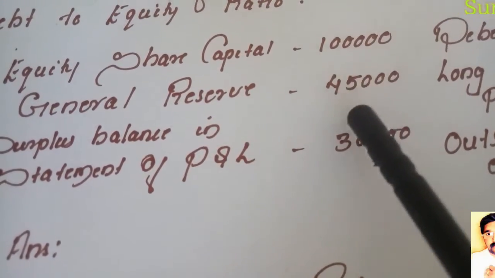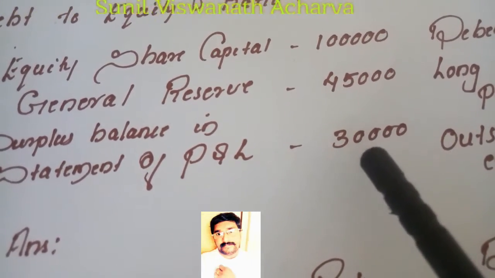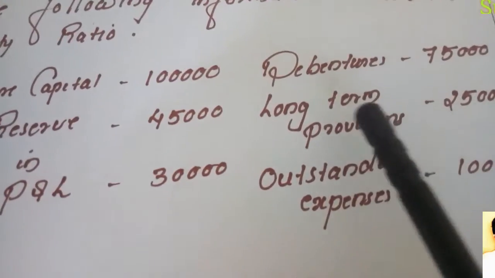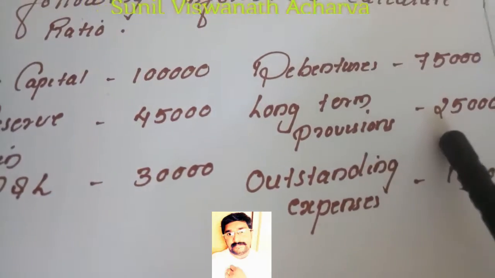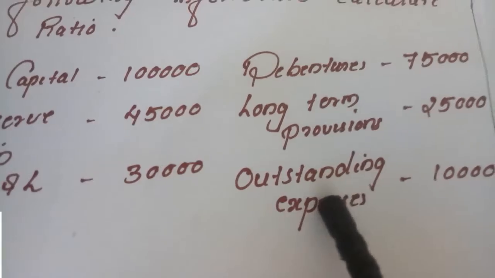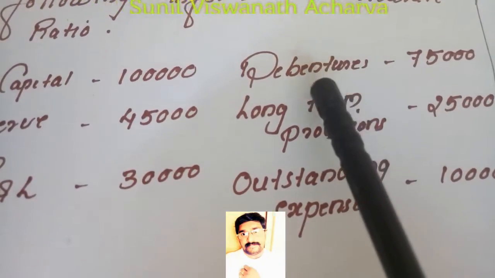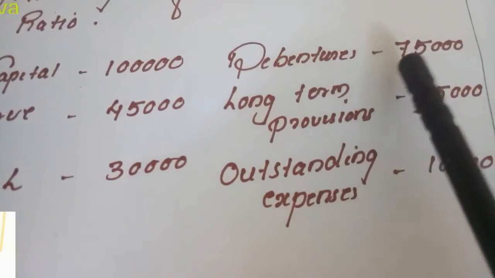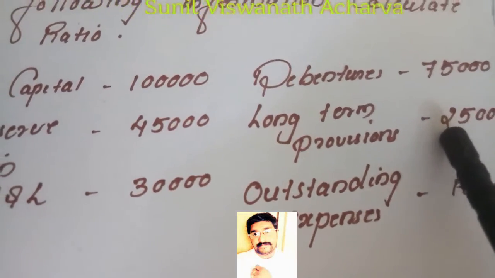So 1 lakh plus 45,000 plus 30,000 is the shareholders fund. Then long term debt. Here debenture is a long term debt. Long term provision is also long term debt. Outstanding expense is not long term, it is short term debt. So don't take outstanding expense. Which are the two long term debts? Debenture and long term provision. That is 75,000 plus 25,000, that is 1 lakh.